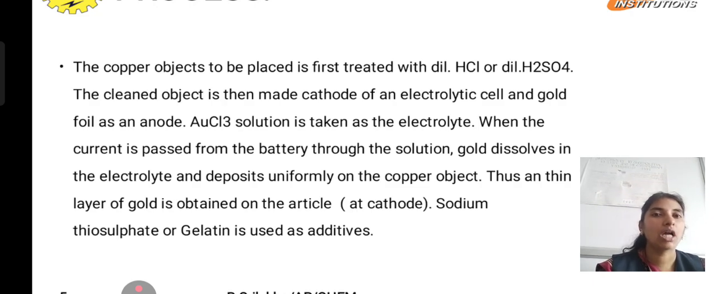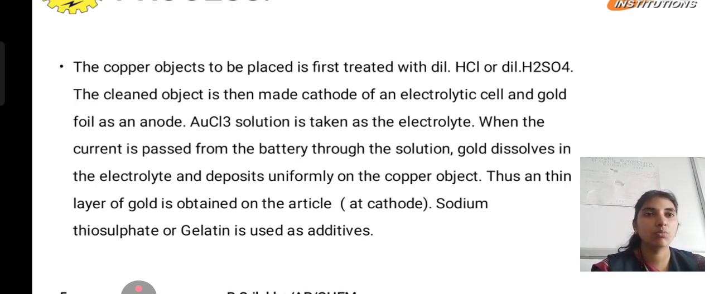At the cathode, sodium thiosulfate or gelatin is used as additives. To summarize, the copper object is treated with sulfuric acid, and the cleaned object is made the cathode of the electrolytic cell, with gold foil as the anode. AuCl3 solution is taken as the electrolyte. When current is passed from the battery, the gold dissolves in the electrolyte and deposits uniformly on the copper object. Sodium thiosulfate or gelatin is used as additives. This is the process behind electroplating.